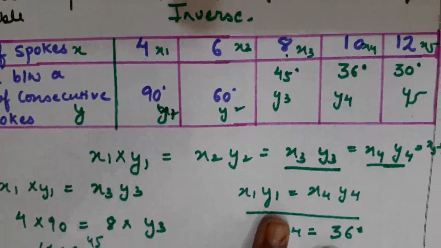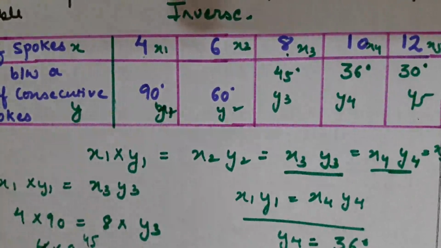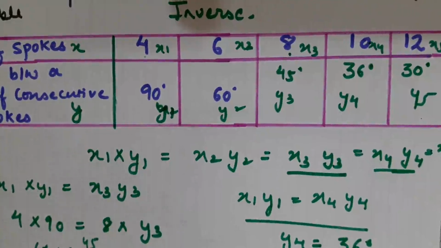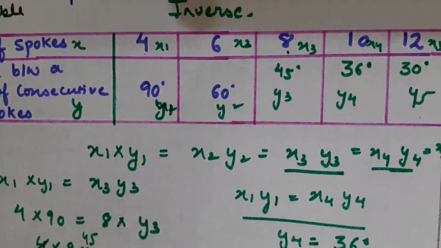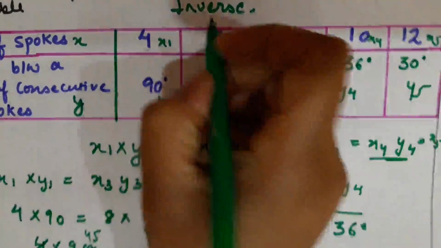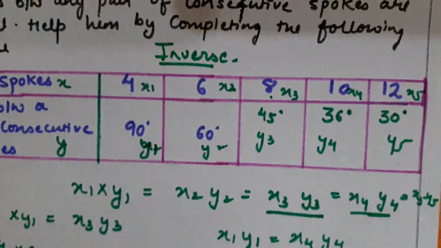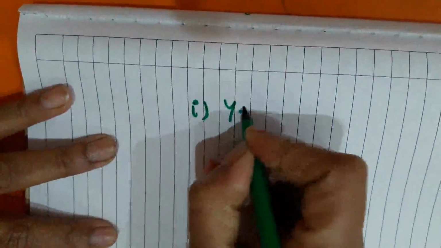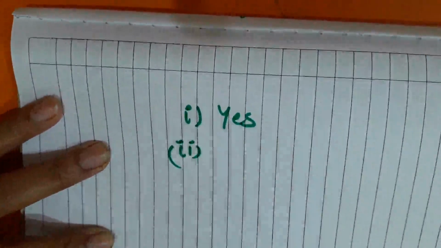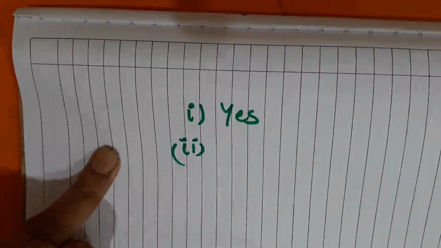Now your question is not complete with this. We need to solve 3 more parts in this. The first part is, are the number of spokes and the angles formed between the pair of consecutive spokes in inverse proportion? At the start itself I have already told you that this question is based on inverse proportion. So yes, the first part answer is yes. The second part is, calculate the angle between a pair of consecutive spokes on a wheel with 15 spokes.